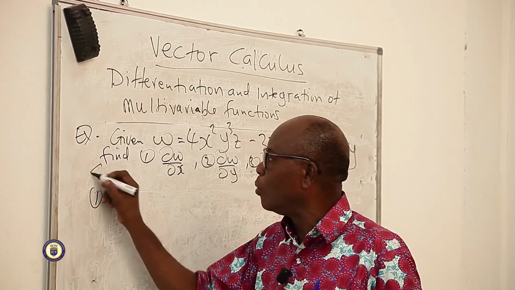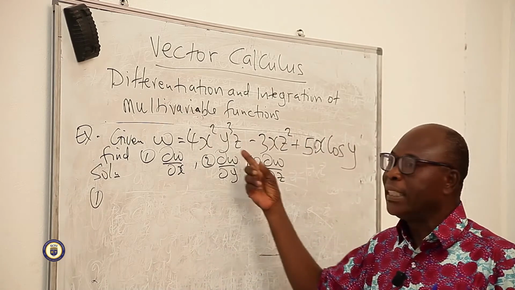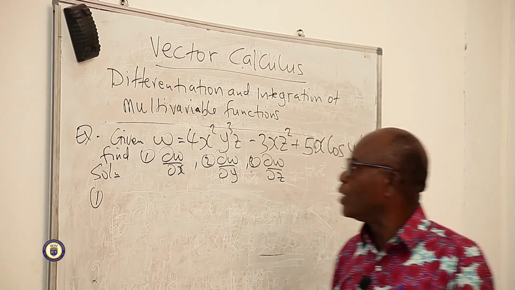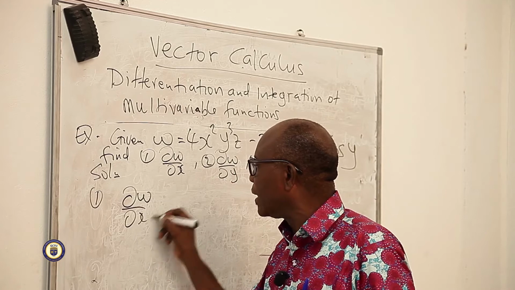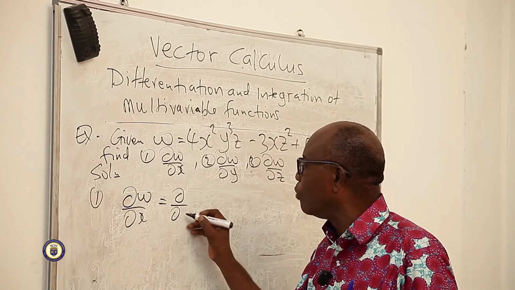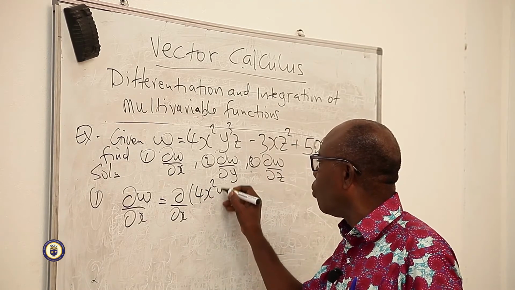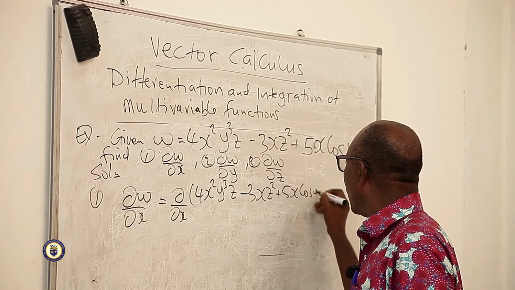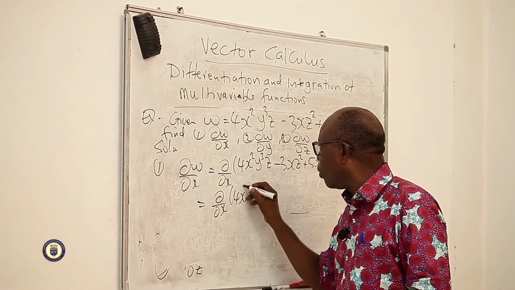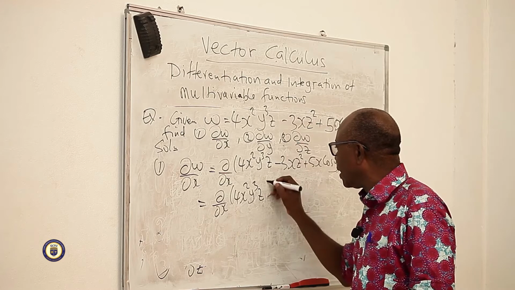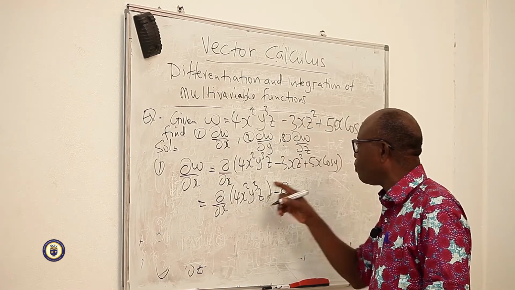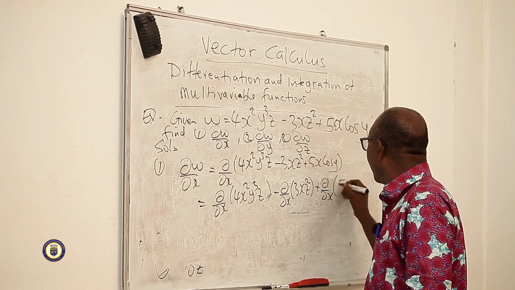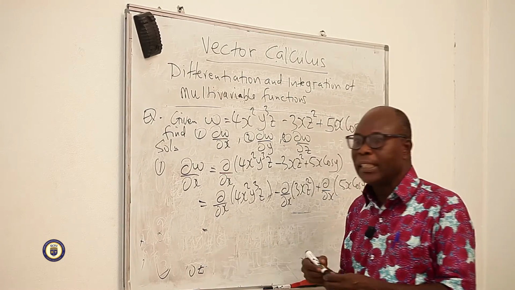So if you take the very first one, the solution will be like this. We are going to differentiate the function with respect to x, and as we learned earlier, we are going to keep the variables y and z as constant. So we have ∂w/∂x. It means that we're going to differentiate the whole of w with respect to x, and w is given as 4x squared y cubed times z minus 3x z squared plus 5x cos y. So ∂/∂x of 4x squared y cubed z, then minus ∂/∂x of 3x z squared, plus ∂/∂x of 5x cos y.